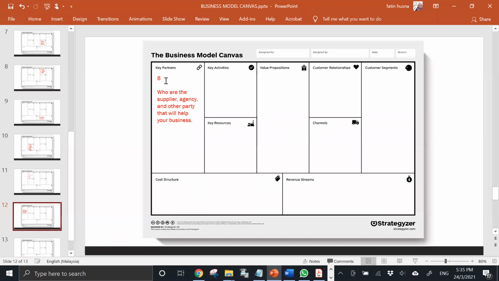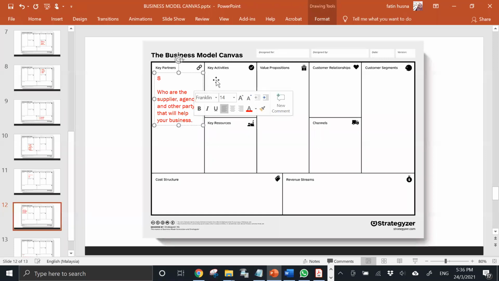It's actually different from customer. Customer, you just pay. Of course, you get benefit from profit, but profit is actually under revenue stream. This is something connected to the business activities that you have here, meaning the key partners you are having are someone that will make your business successful. Without them, you cannot do business. Without them, your business activity cannot run smoothly.